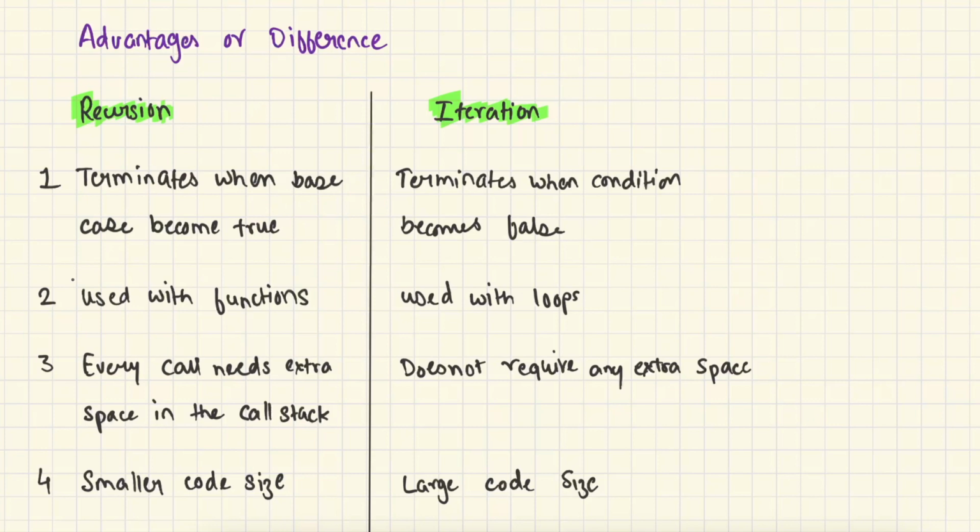Now we implement recursion using functions, while we implement iteration using for loops. In recursion, as we are using the function call stack, for every recursive function call we need extra space in our call stack, right? But this is not the case in iteration. We do not need any extra space to solve a problem using iteration. So this is a kind of trade-off you have to make. Either you want to save space, or you want to save time.